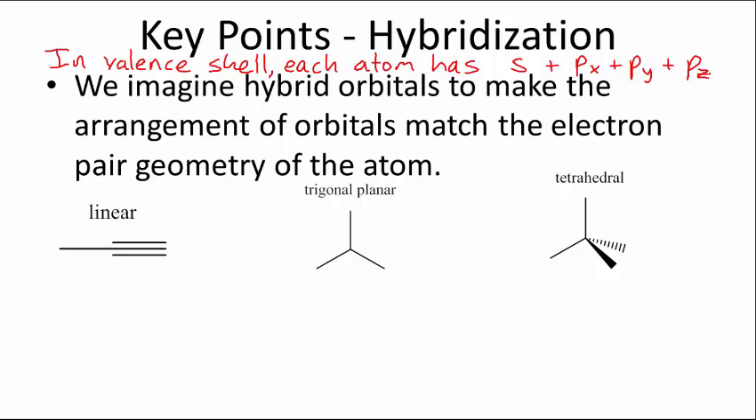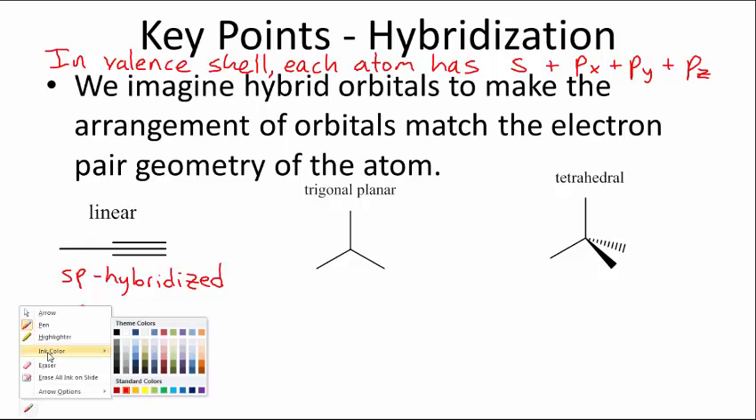All right? When an atom is linear, we call it sp hybridization. And we say it would have 2 sp hybrid orbitals. All right? One of them would point in one direction, and the other one would point in the other direction.